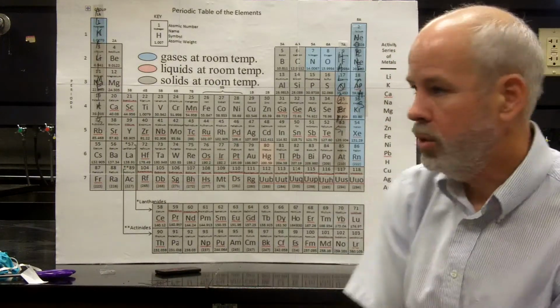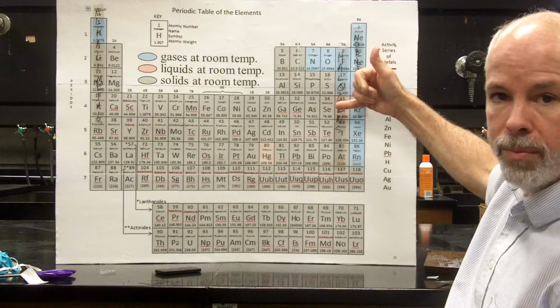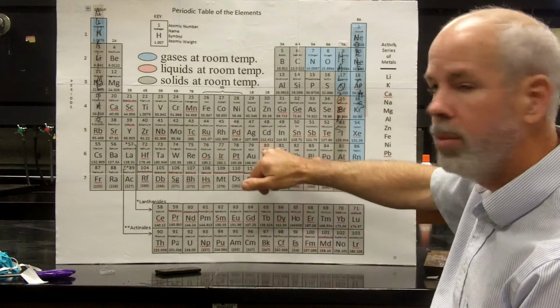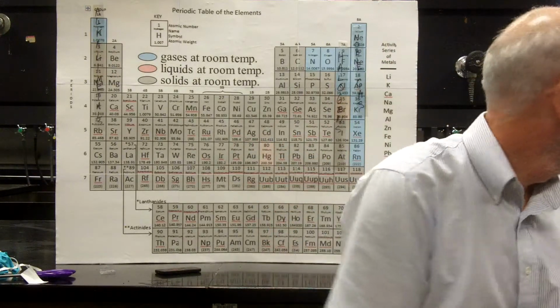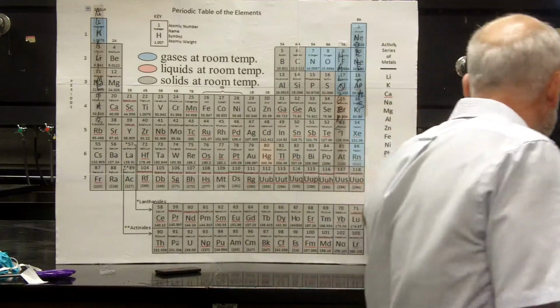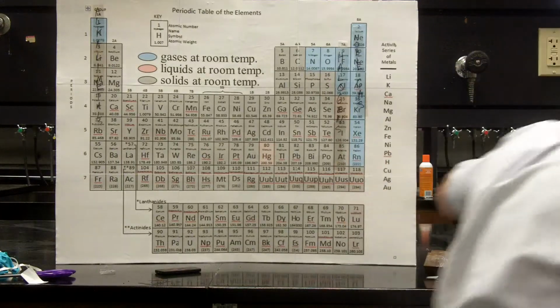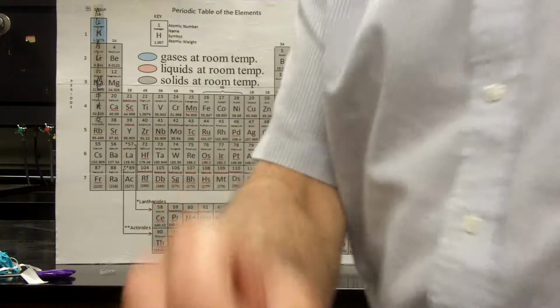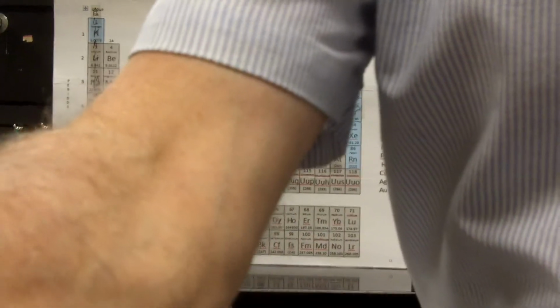Liquids at room temperature. There's one halogen, bromine. I'm not going to dwell on that. We don't see that a great deal. But I would like to point out mercury. If I put it up close to you, maybe you can see a little bead of metal floating around in there. Okay, that's mercury. It runs around as a nice little liquid.